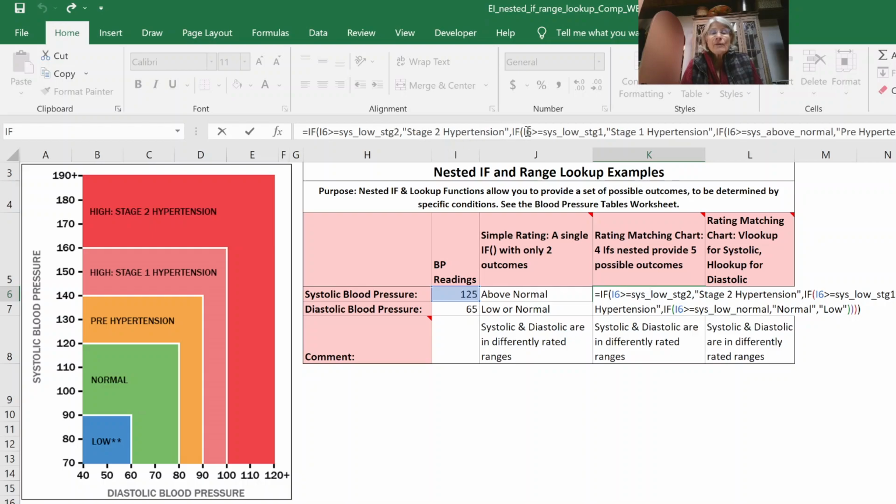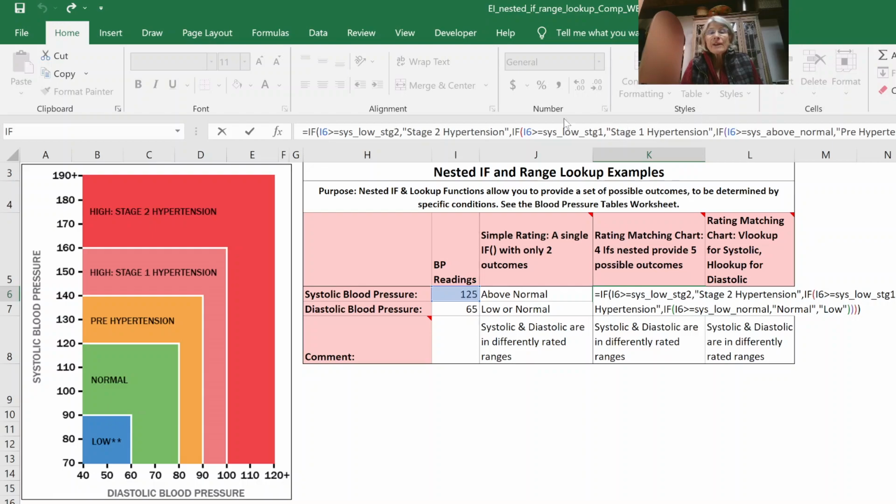Else, the false argument to the first if is a whole other if function that contains other if functions. But the second test that will be conducted will be testing, is it in this stage 1 area? Is it greater than or equal to low stage 1? We don't have to test, is it less than stage 2, because we wouldn't have gotten to this if function if it wasn't. So if it's greater than or equal to low stage 1, then we end with this outcome, stage 1 hypertension.